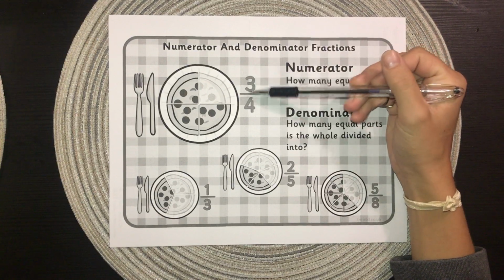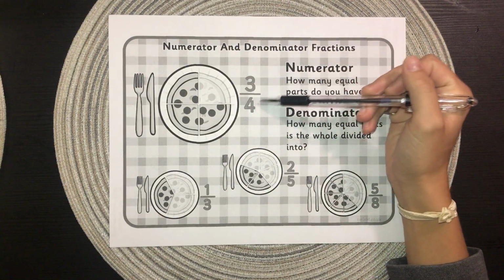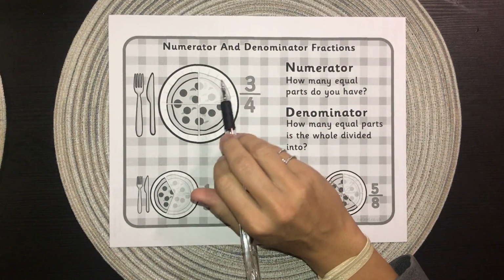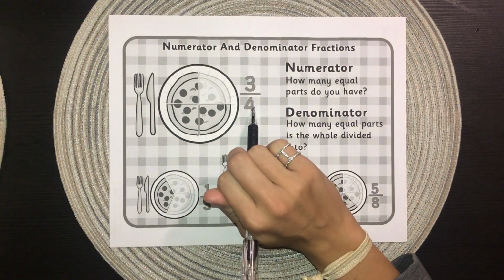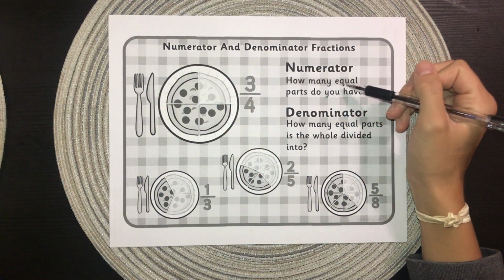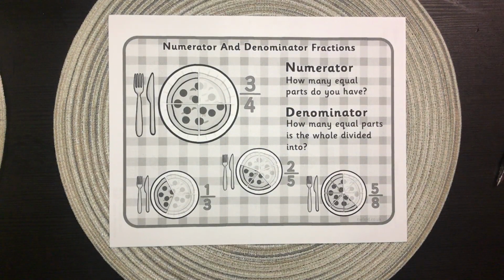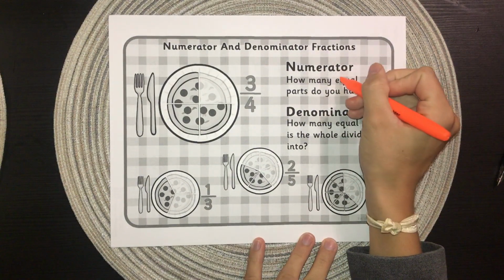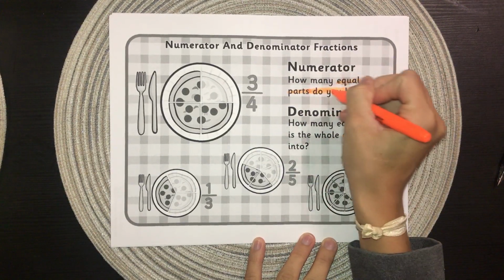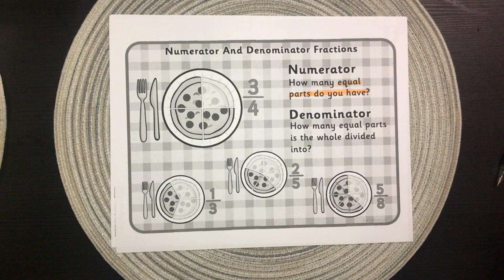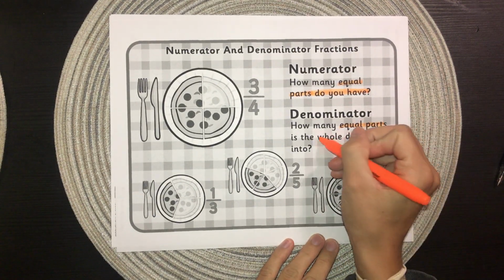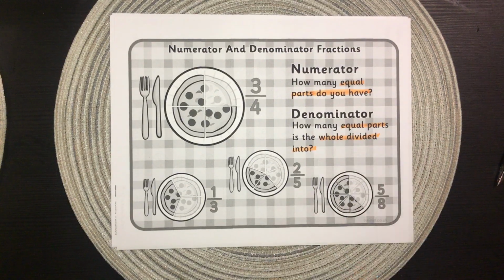So we know that when we have a number with the bar and then a number below, that it's probably a fraction. And those parts of the fraction are a numerator and a denominator. So what is a numerator? A numerator is how many equal parts do you have? And the important part of this is equal parts that you have. Whereas the denominator is how many equal parts is the whole divided into.